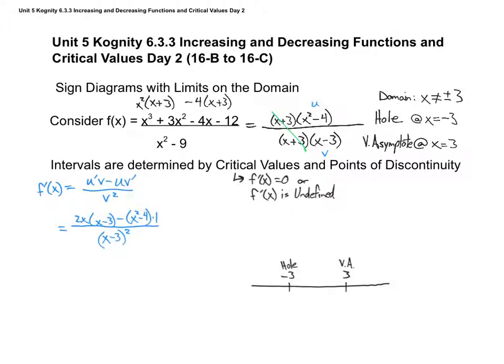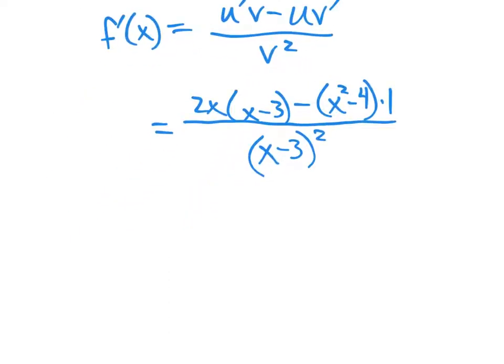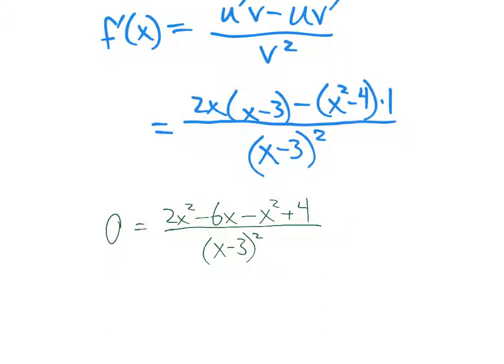So yes, this is where, remember how I told you in our previous unit that how far you simplify is going to be dependent on the type of problem. Okay? Here, we need to actually set this equal to 0 and solve it, so we're going to want to simplify that numerator some more. So let's go ahead. 0 is going to equal 2x squared minus 6x minus x squared plus 4 all over x minus 3 squared. Okay?